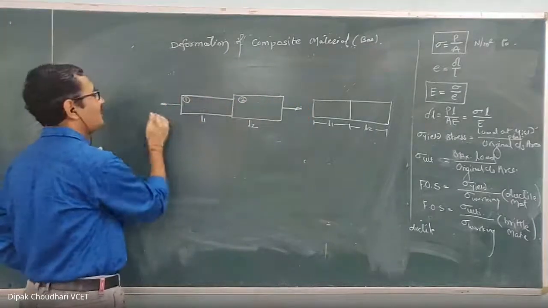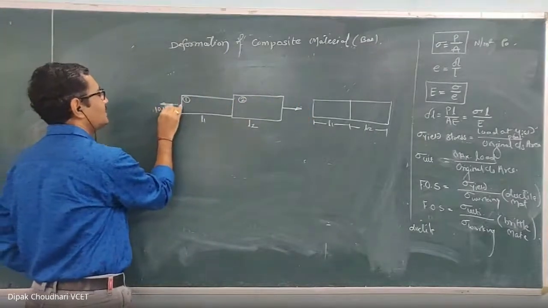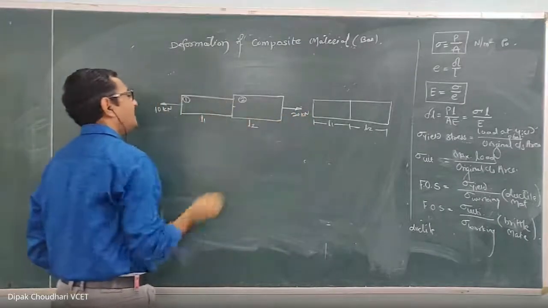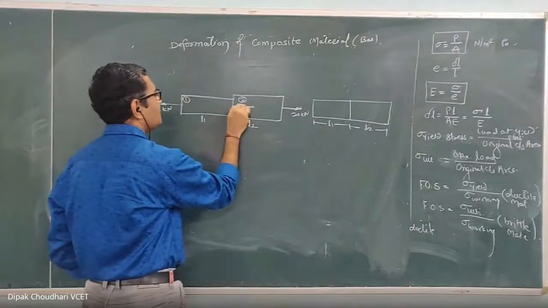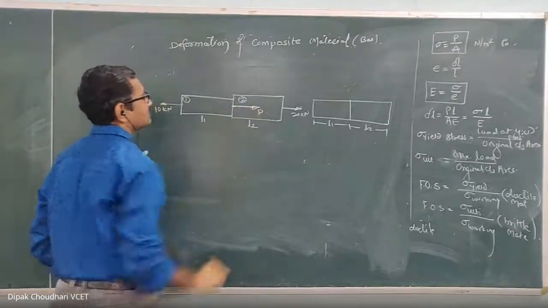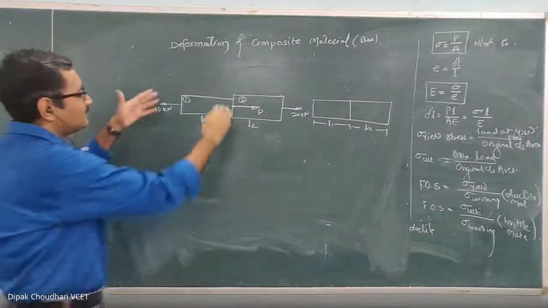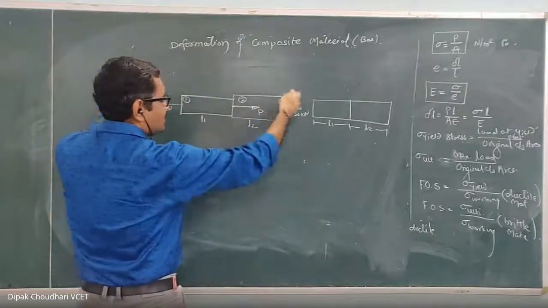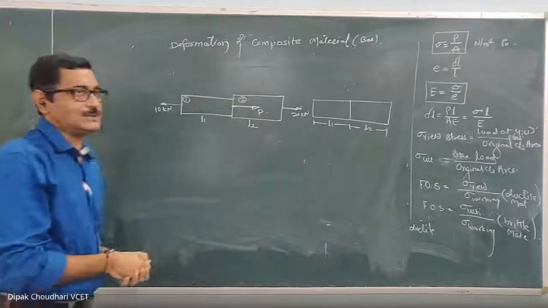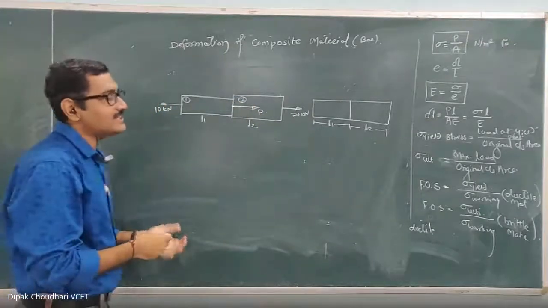Now let's consider this subjected to some axial force. I'm considering some numerical values. Let it be 10 kilonewton and let it be 20 kilonewton. And at an intermediate point there is one force P. This rod is subjected to some external forces as well as one force applied at the intermediate point also. Let this force be P.